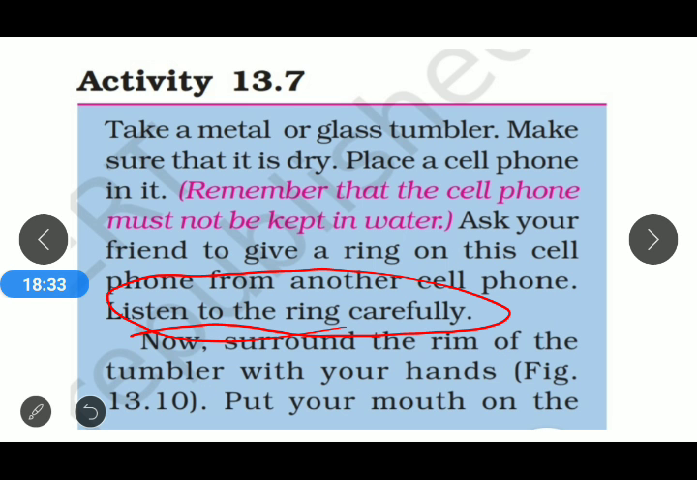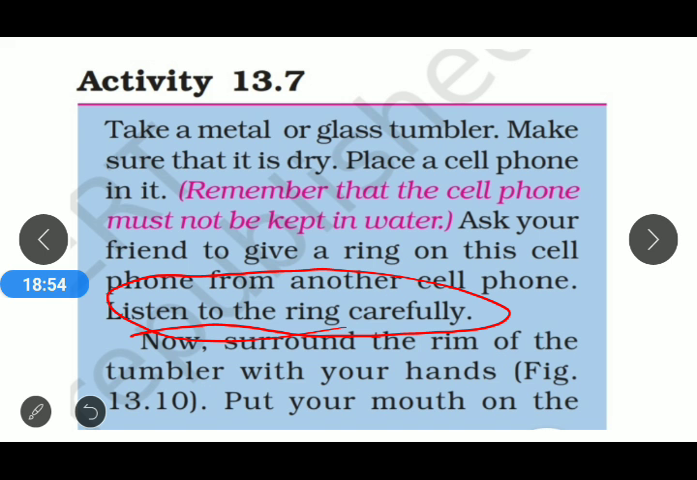After placing that cell into the glass tumbler, we ask our friend to ring on it, and when the cell phone starts ringing, we are able to hear the sound. Now, surround the rim of the tumbler.